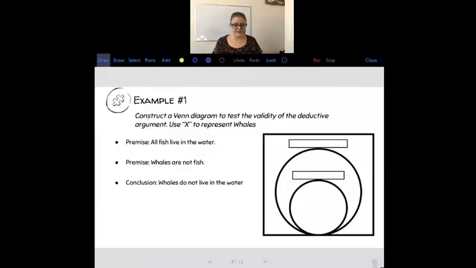Example 1, construct a Venn diagram to test the validity of the deductive argument. Use X to represent whales. We'll always tell you what represents X. Okay, so all fish live in water. So you have to determine if water goes here and fish goes here, or the other way around. So check it from what you know about subset Venn diagrams.